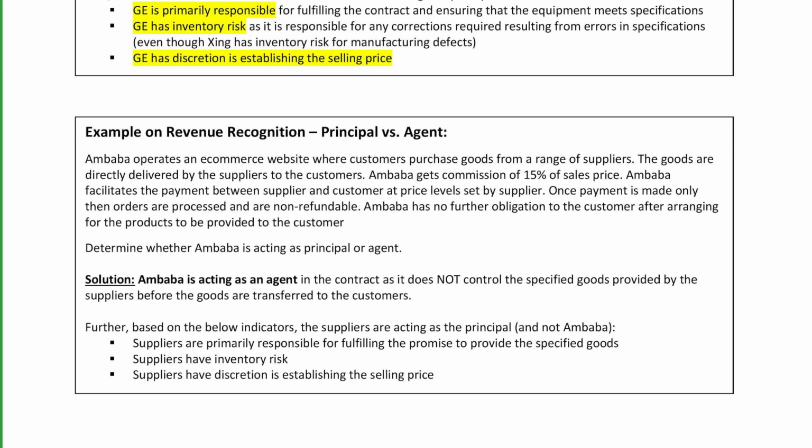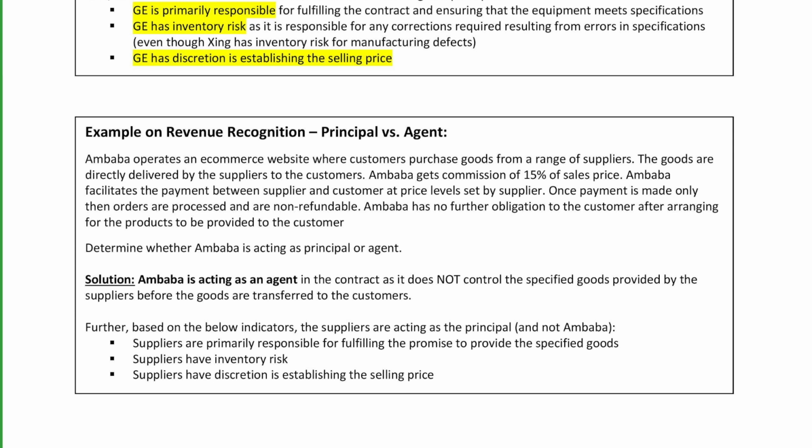Now, we all know Amazon, we know Alibaba, and in the next example, we have Ambaba, who operates an e-commerce website where customers purchase goods from a range of suppliers. The goods are directly delivered by the suppliers to the customers, where Ambaba gets a commission of 15% of the sales price.